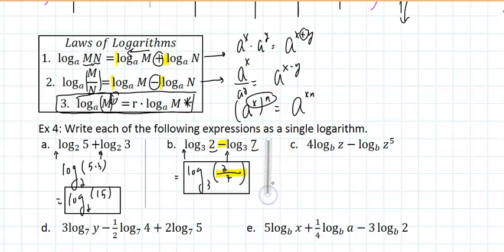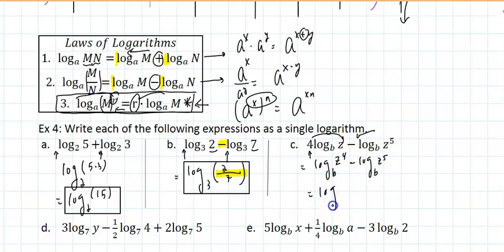I get to the last example, the third example, C, and I notice, wait a minute, that's not a 1. I use the third law. I use it in reverse to go that way. So I move that and make it a power of the argument. That becomes the log base b of z to the 4th minus the log base b of z to the 5th. Here there is a 1. I don't have to worry about that.